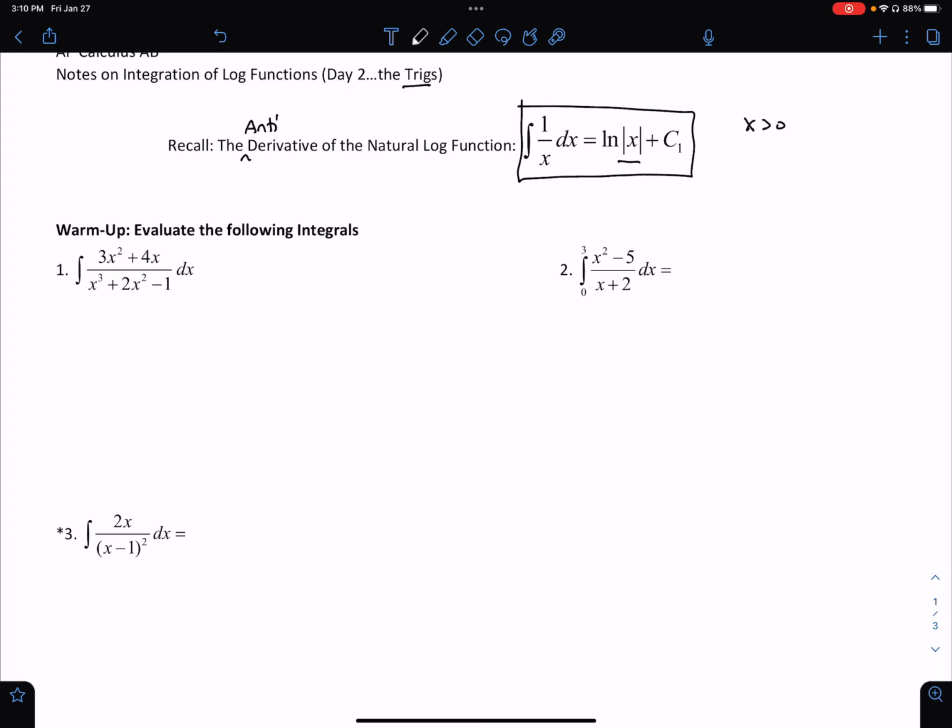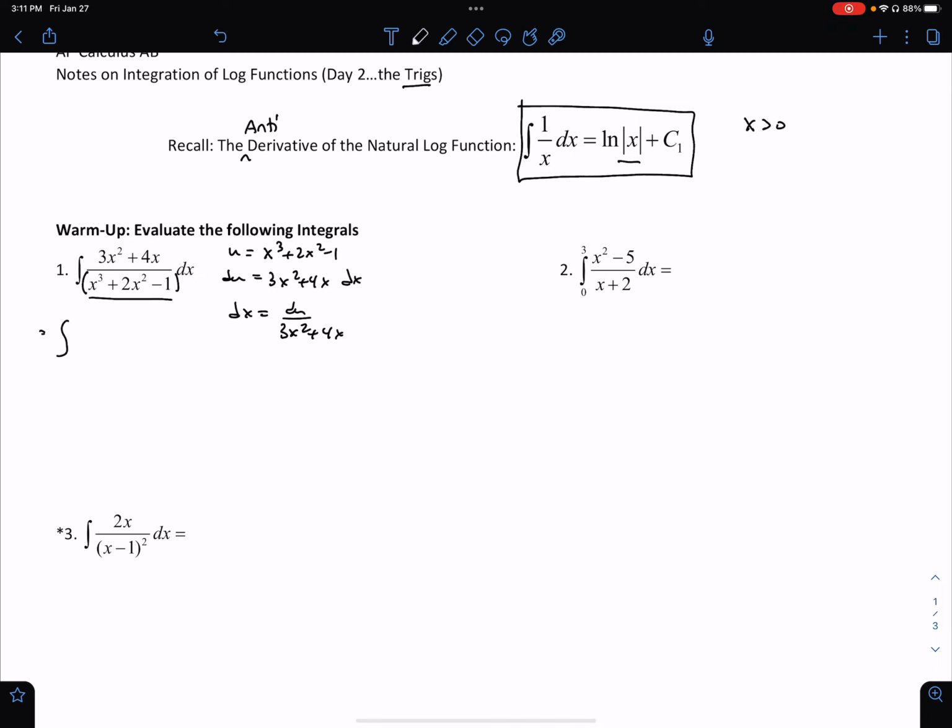If we want to take this antiderivative, the first thing I notice is if I look at the bottom, the derivative of the bottom, 3x squared plus 4x, is the same as the top. So this is our u substitution from the last one. So our u is going to be x cubed plus 2x squared minus 1. Our du being 3x squared plus 4x dx, and we get dx is du over 3x squared plus 4x.